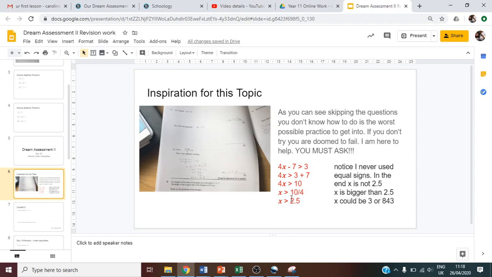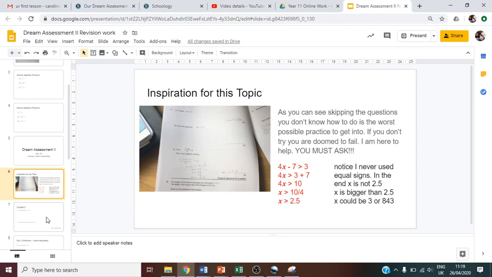So I have x and I have 2.5, but x is not 2.5. It is not equal to 2.5, it is greater than 2.5. If you write x equals 2.5, you will get 0 marks because it shows that you don't understand what an inequality means. X is bigger than 2.5. So x could have any value bigger than 2.5. It could be 3 or it could be 843. It could have any value greater than 2.5. It couldn't be equal to 2.5 because it's not underlined, but it's bigger than 2.5.